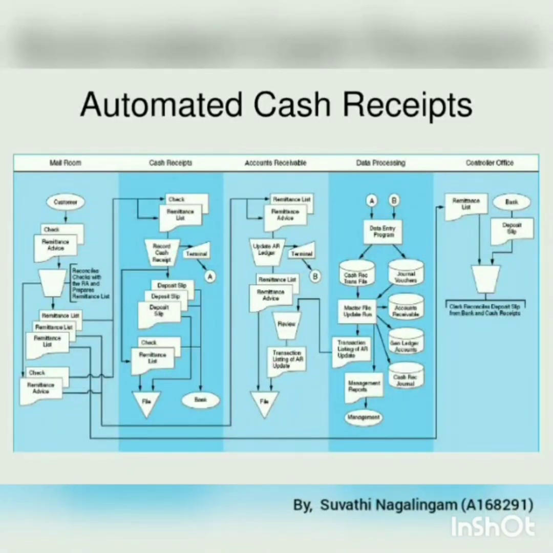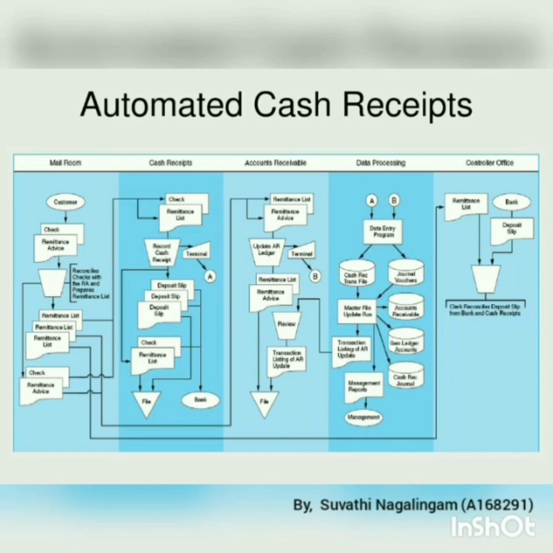Automated cash receipt procedures are natural batch systems and are discrete events. First of all is the mailroom. The mailroom clerk separates the checks and the remittance advice and prepares the remittance list. These checks and a copy of the remittance list are sent to the cash receipts department. The remittance advice and a copy of the remittance list are sent to the AR department.